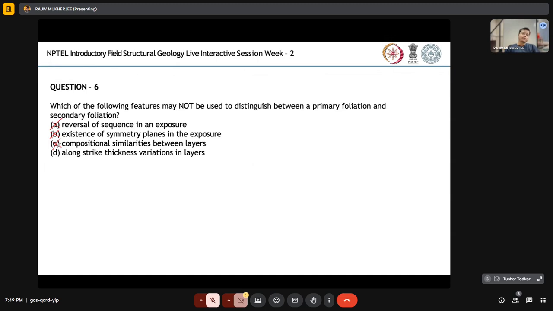And it is also true for secondary foliation planes as well, because if you follow along strike heterogeneity in composition, the foliation plane developing within that heterogeneity will also reflect it in its spacing, right? So if you have a very coarse grained material in some region, then you will get spaced cleavage.